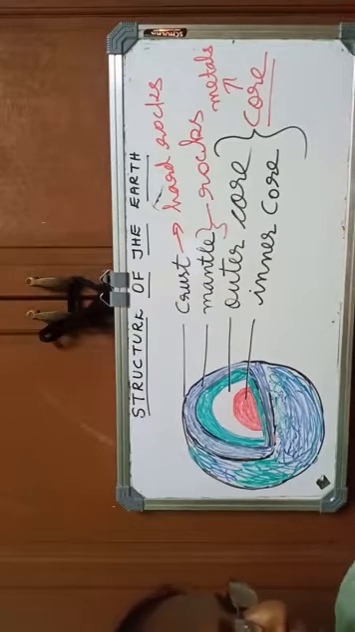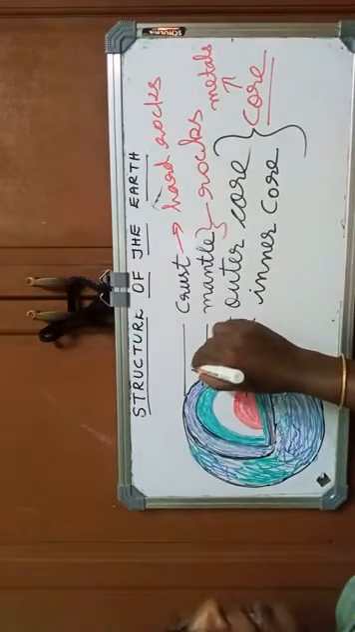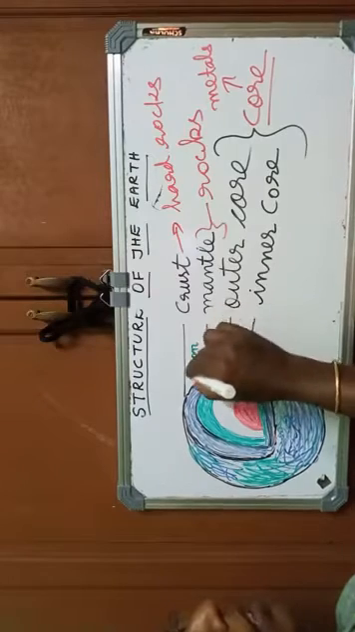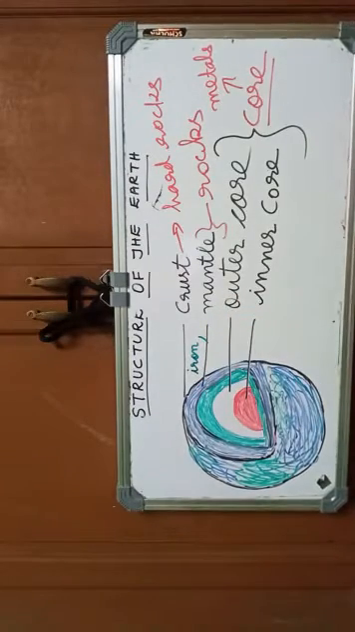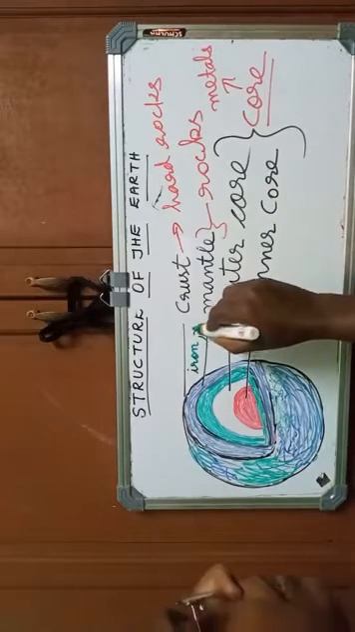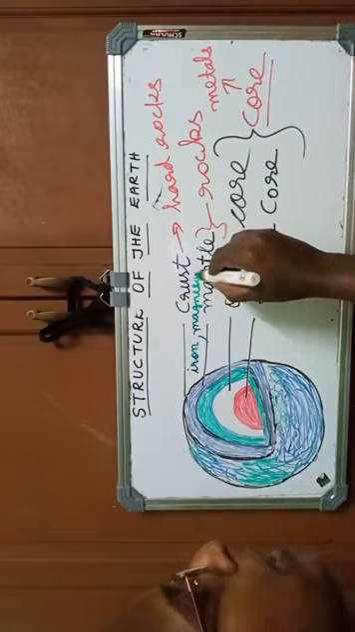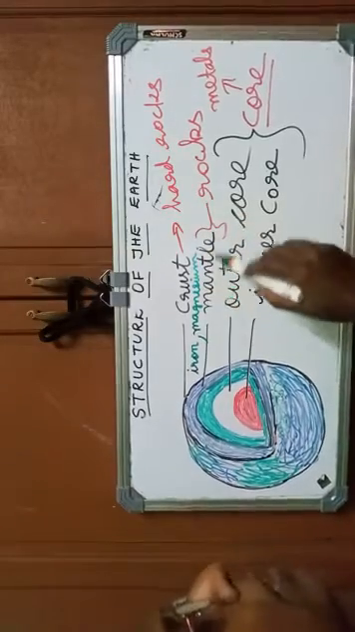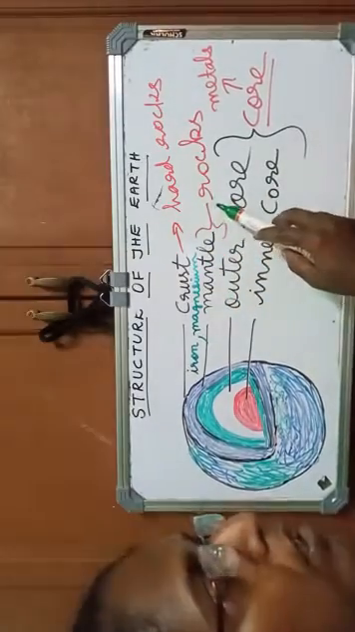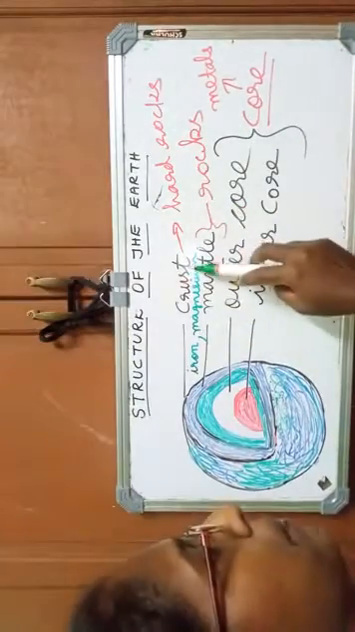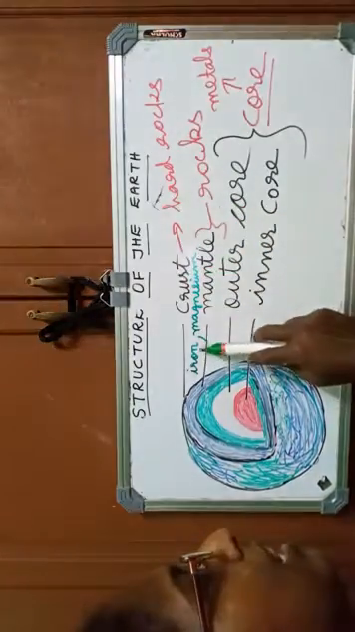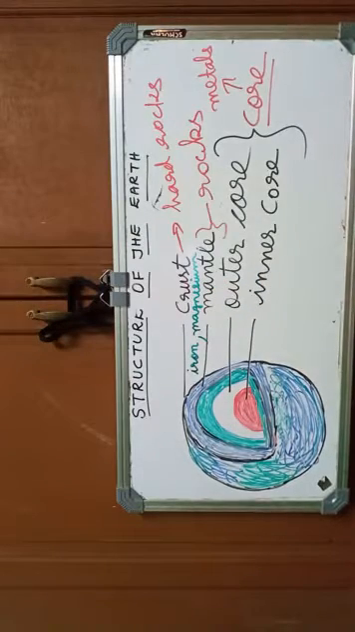Iron and magnesium. What are present? Iron, magnesium. Present in where? In the mantle. Magnesium. So the mantle is made of soft molten rocks, and it is the middle layer of the earth, and iron and magnesium are present in the mantle.